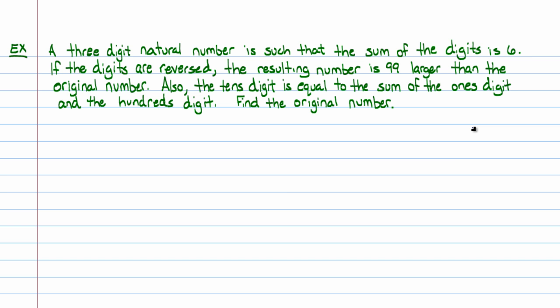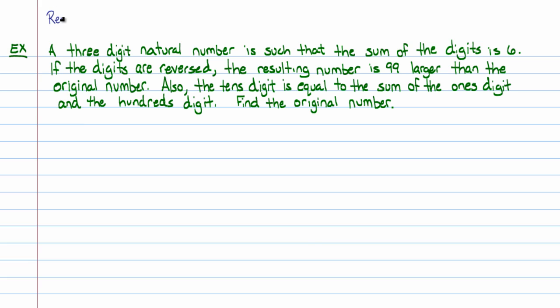Let's try something a little bit different. It's kind of an odd systems problem here, but still a fun one, I think. A 3-digit natural number is such that the sum of the digits is 6. If the digits are reversed, the resulting number is 99 larger than the original number. Also, the tens digit is equal to the sum of the ones and the hundreds digit. Find the original number.